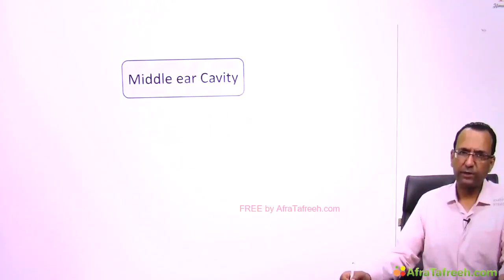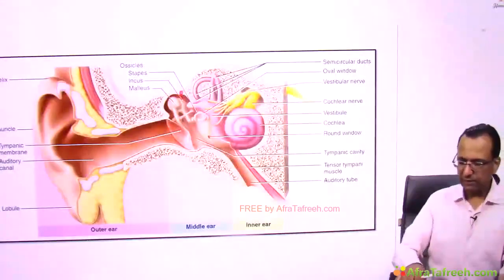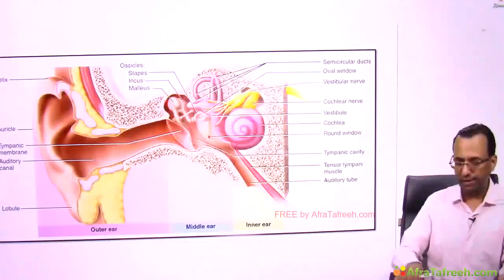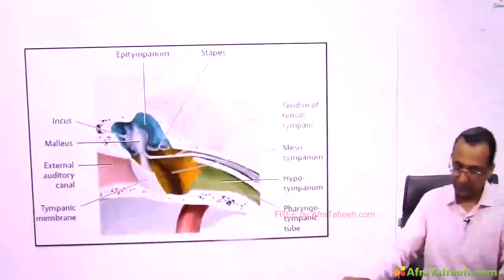Malleus, incus, stapes. And what else is there? See, this is the middle ear cavity, and there you have the malleus, incus, stapes. We want to see the boundaries of the middle ear cavity now. Boundaries, yes. Okay, let us see the boundaries then.